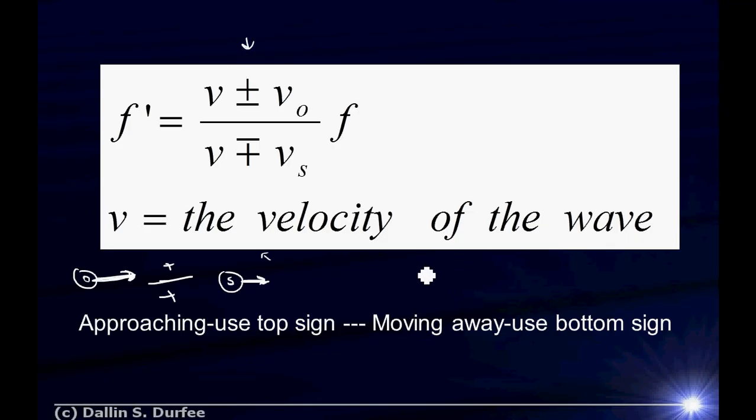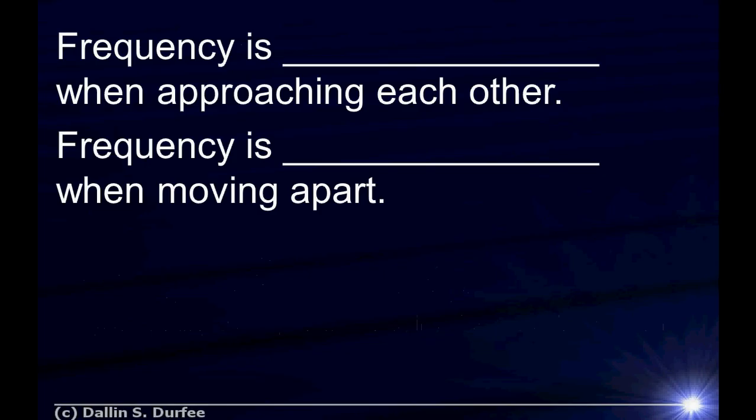So when we have these two signs, this sign only has to do with how the observer is moving in the medium. It doesn't matter what the source is doing. This sign here only depends on what the source is doing in the medium. It doesn't matter what the observer is doing. So if the observer is moving this way and the source is moving this way, it would be plus and plus. It doesn't matter who's going faster. Now, the frequency is higher when things are approaching each other and lower when moving apart.